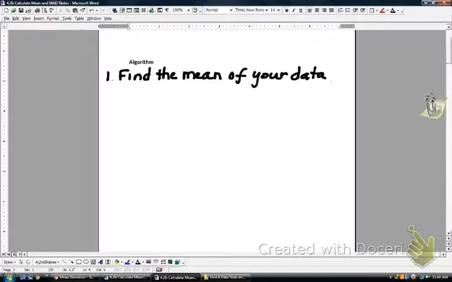So the first step of the algorithm is you're going to find the mean of your data. Remember, that's where you add all the values up and then you divide by how many is in your data. And if you don't remember that, you might jot yourself a little note so you remember how to find the mean.